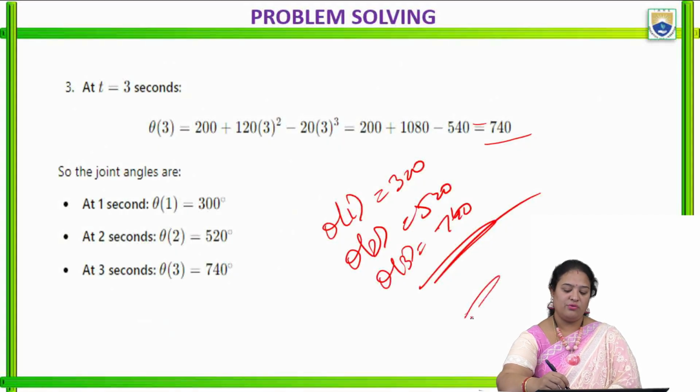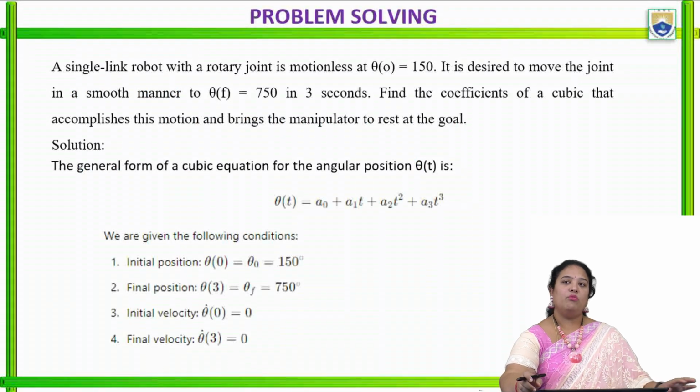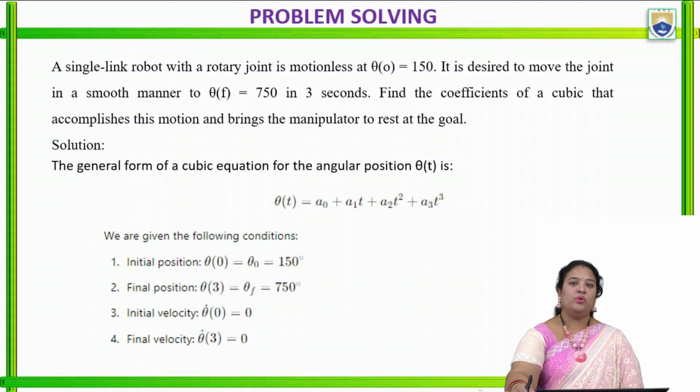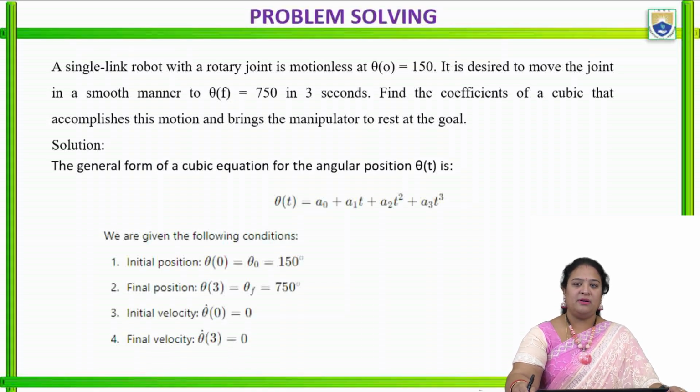Right? So this is how we solve this problem. Moving on to the third question. A single link robot with a rotary joint is motionless at theta 0 is equal to 150. It is desired to move the joint in a smooth manner to theta of f is equal to 750 in 3 seconds. Find the coefficients of the cubic that accomplish this motion and bring the manipulator to rest at the goal. That is, at the end goal, we need to get the manipulator at rest.